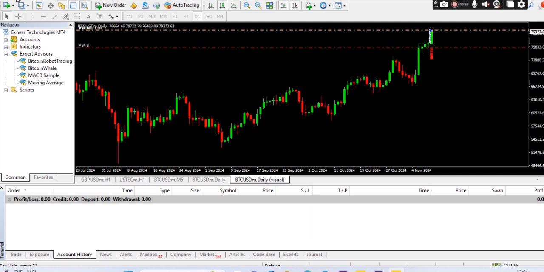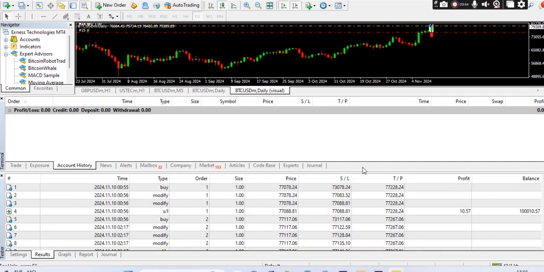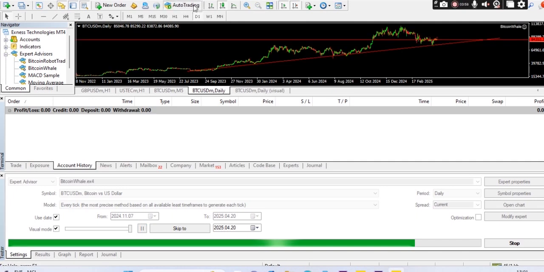So on the back test, let me check out the graph of the back test. You can see it's very clean. Okay, see how it's getting into trade. Okay, so this is it for the back test, it is rolling. While the back test is rolling, let me turn on the auto trading for the live trade.